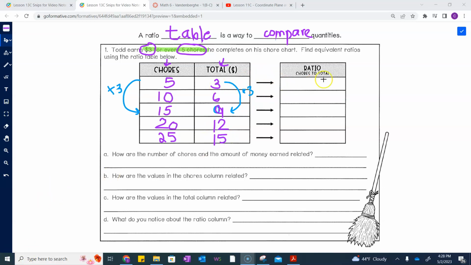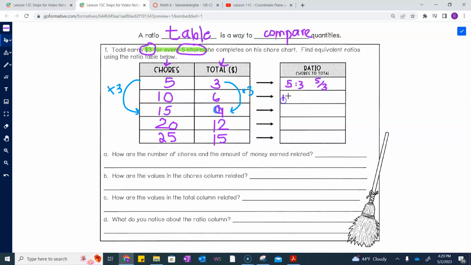So now we're going to take a look over here at this ratio. We're going to transfer the data over here, and we say the ratio of chores to total money. So again, it started off as the ratio 5 to 3, 5 over 3. I'll write it as a fraction and with the colon.